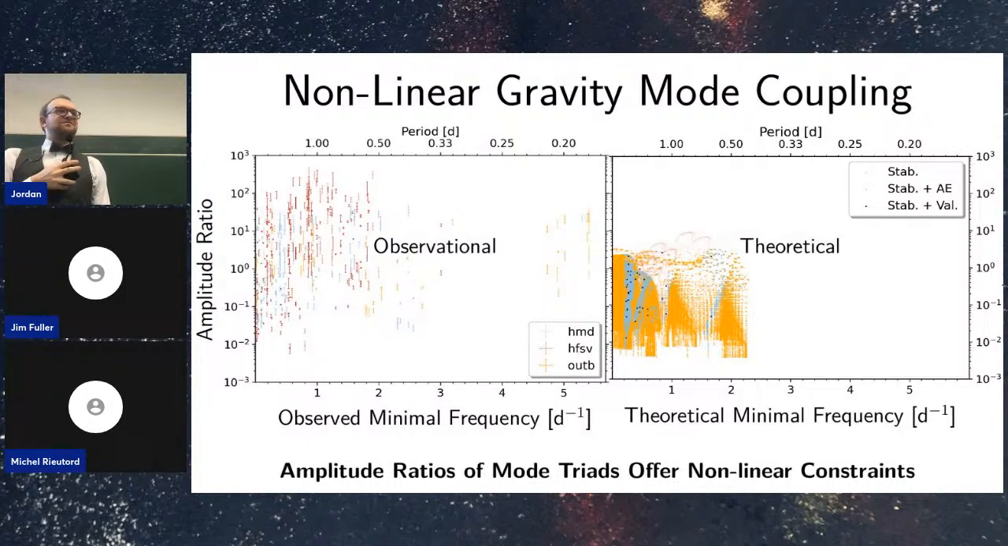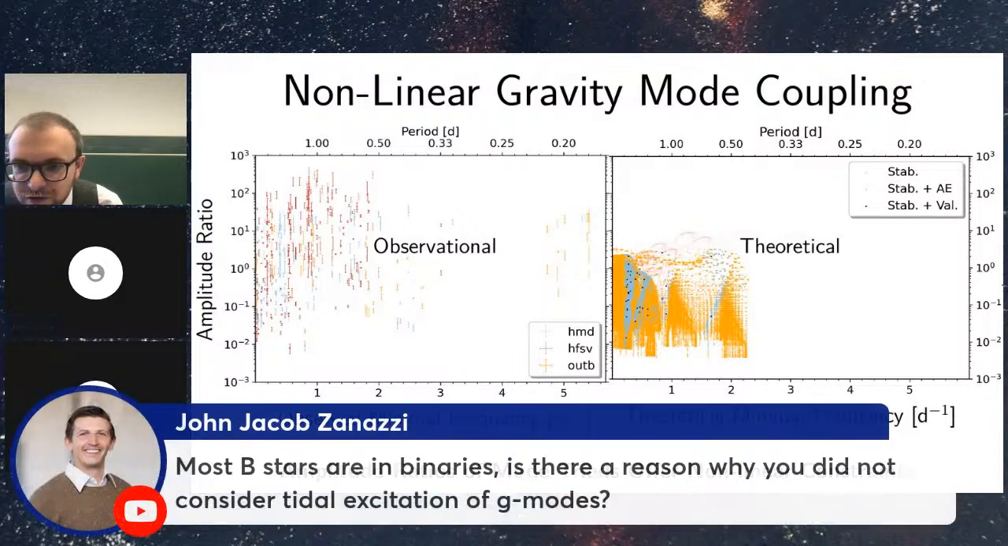Okay, thank you. Now the floor is open to the public for questions. Don't see any, but I see one online. Yes, hold on. So this one? Yes, that one. So most of these stars are in binaries. Is there a reason why you did not consider tidal excitation in g-modes? Maybe you can say something about the samples that you chose.